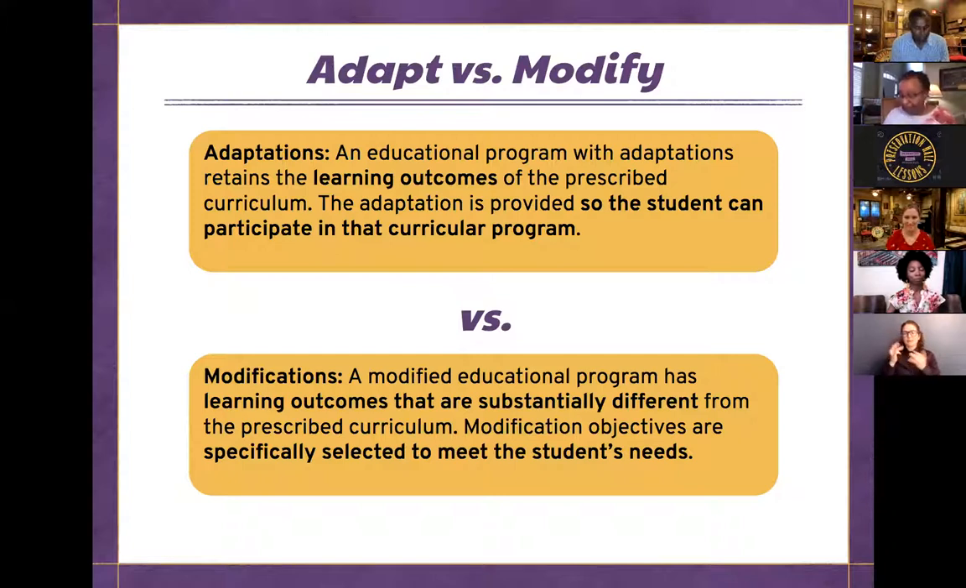Now, as we adapt our lessons, we have to understand the difference between adapting and modification. Understand that adaptations are where the learning outcomes remain the same for the prescribed curriculum. That is, you create strategies so that a student with a differing ability can perform the learning outcome. But you don't change that learning outcome. You accept what they can do in the process of learning that. Modifications, however, are where the outcomes are changed or substantially different from the prescribed curriculum, the mainstream curriculum, so that it supports the student's needs, so it supports their development personally.